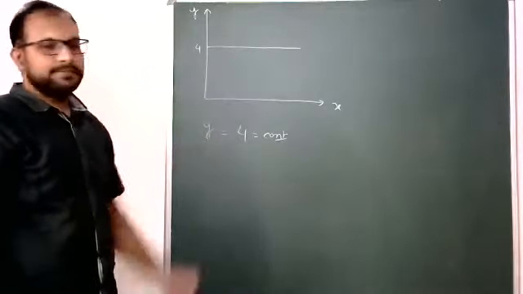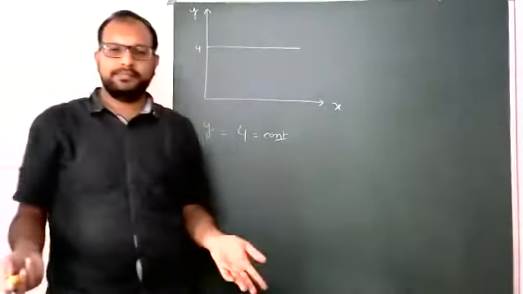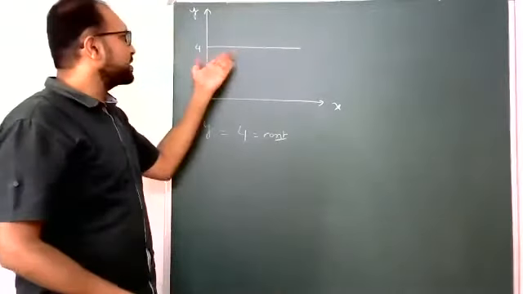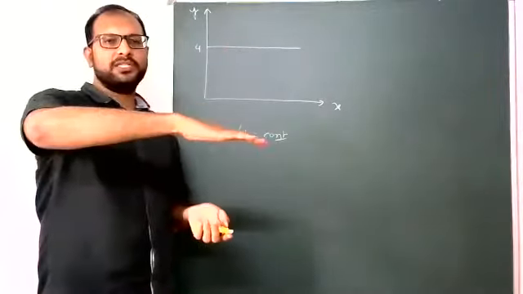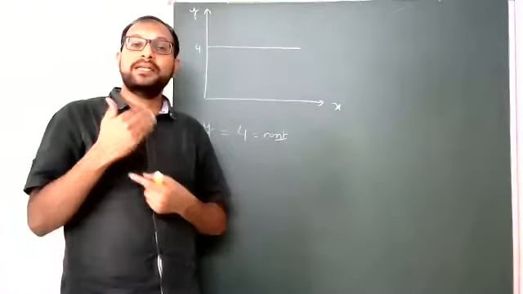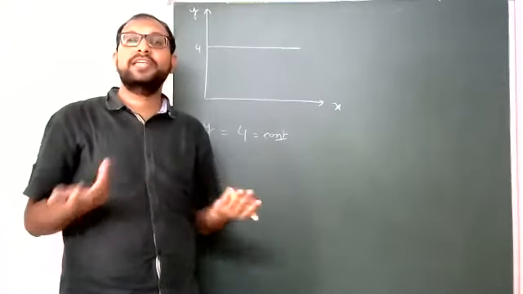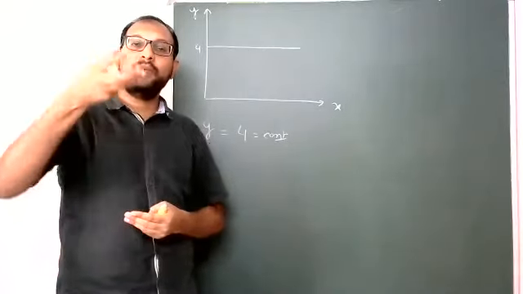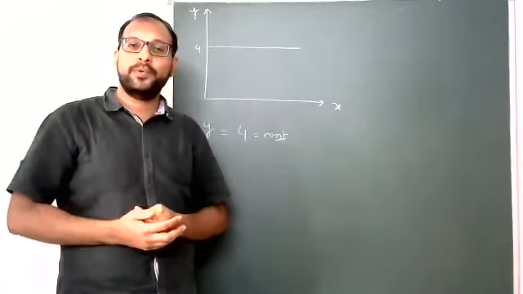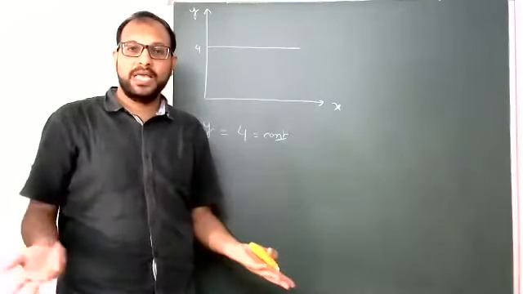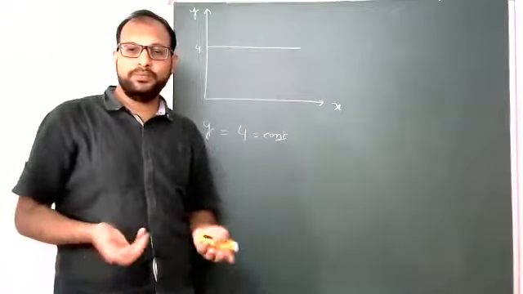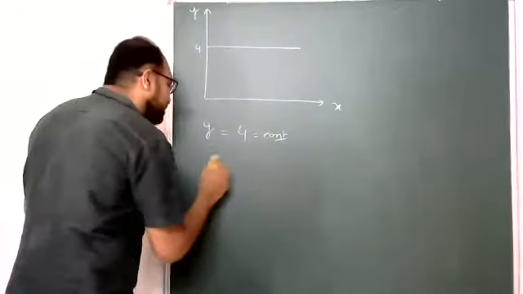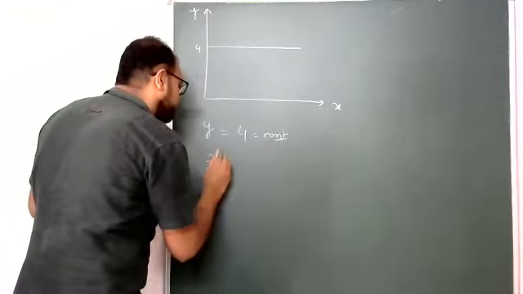This graph's slope I need. Yes, all students know this is a straight line. Slope how much? 0. Because the y coordinates are not changing at all. Slope is change in y components by change in x components. Y components are not changing. That means delta y is 0. So that's why its slope is 0.